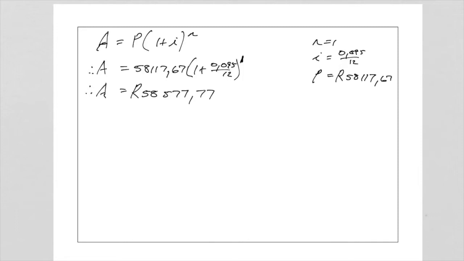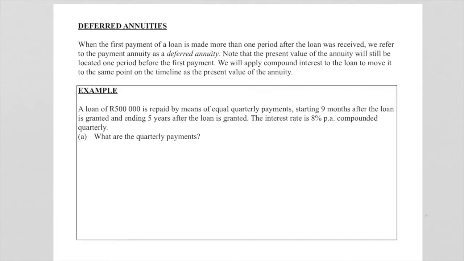So we first calculated the future value up to T47, and then we calculated the amount at T48. There was no payment at T48, and that is why it is a compound interest that we are dealing with. Let's now discuss deferred annuities.